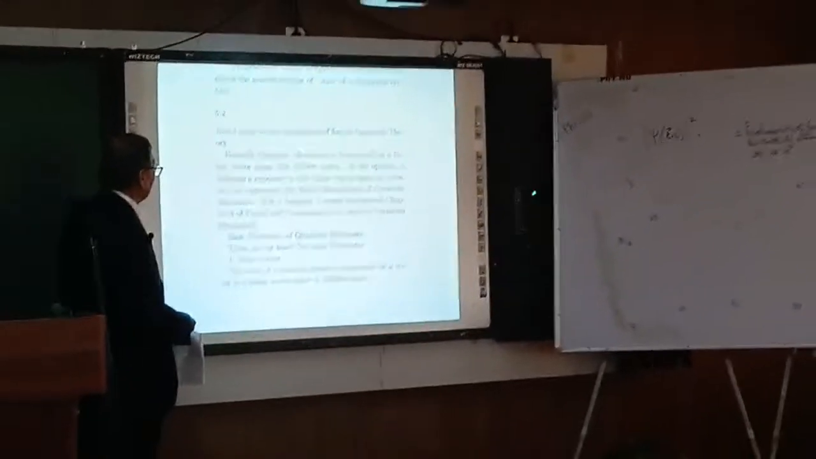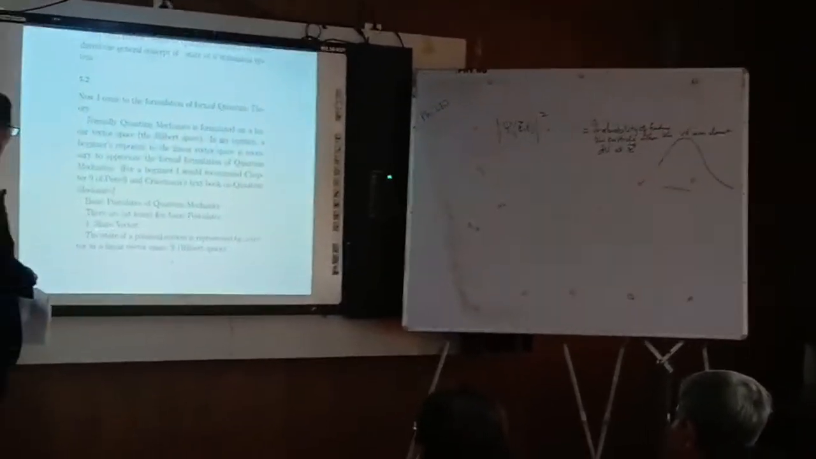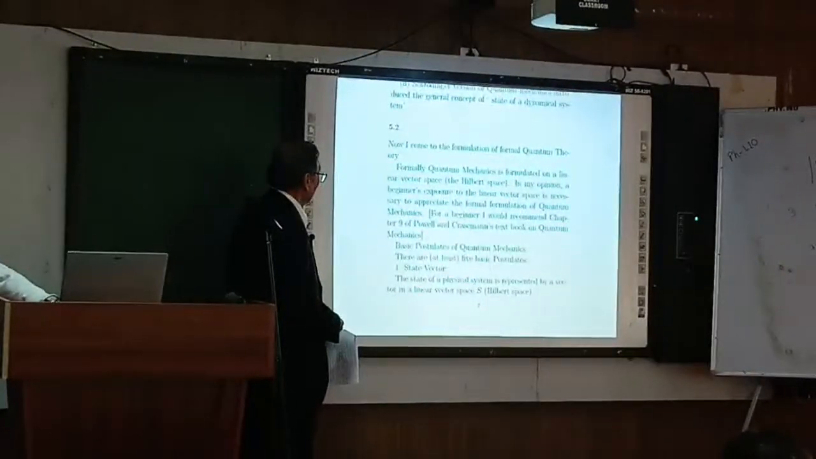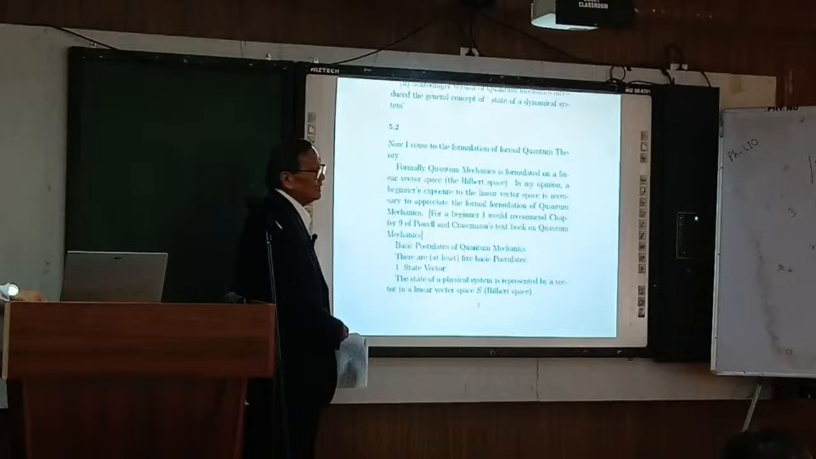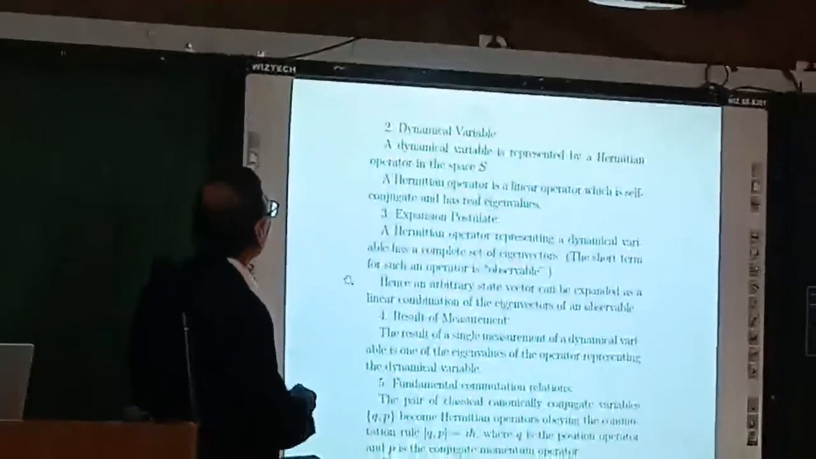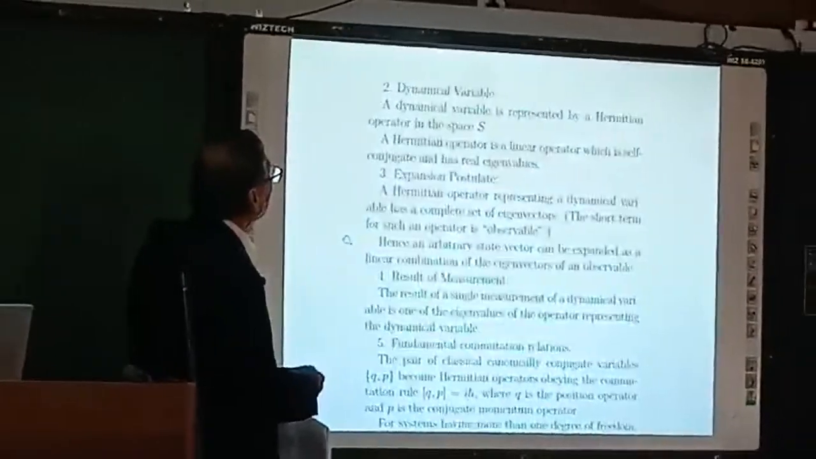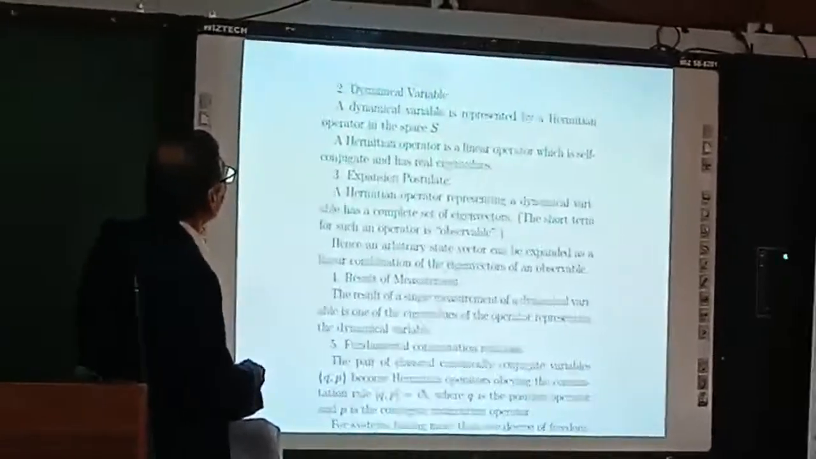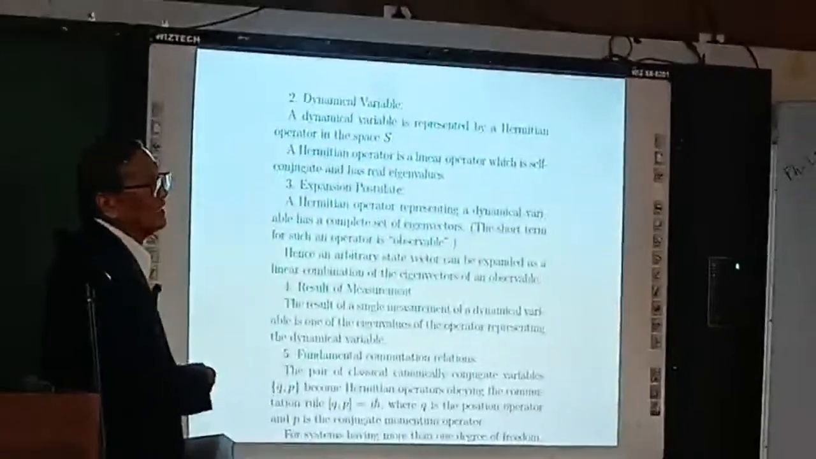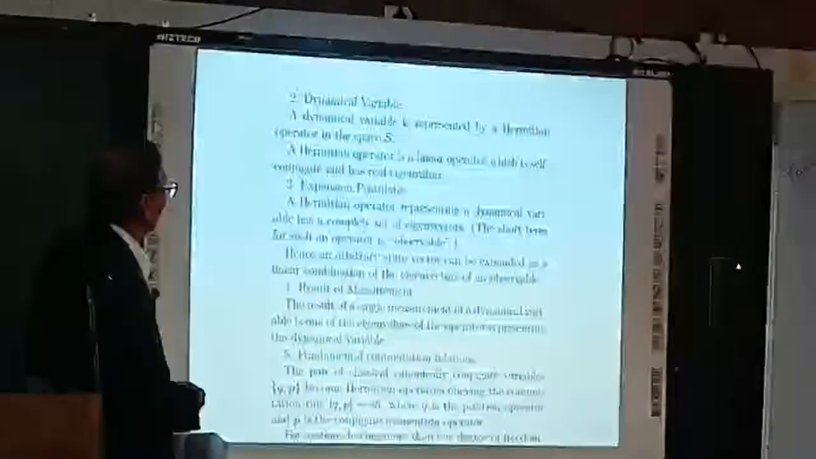There are at least 5 basic postulates. First is the state vector. The state of a physical system is represented by a vector in a linear vector space. Second, the dynamical variable. A dynamical variable is represented by a Hermitian operator in the space S.